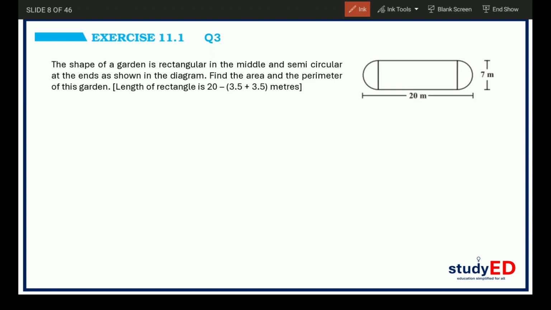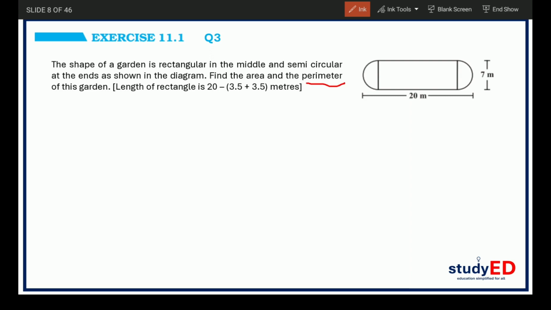Question 3. The shape of a garden is rectangular in the middle and semicircle at the ends as shown in the diagram. Find the area and perimeter of this garden. Length of a rectangle is 20 minus 3.5 plus 3.5 meters. Okay, let's decode this shortly. Let's start off with the perimeter first and then the area.